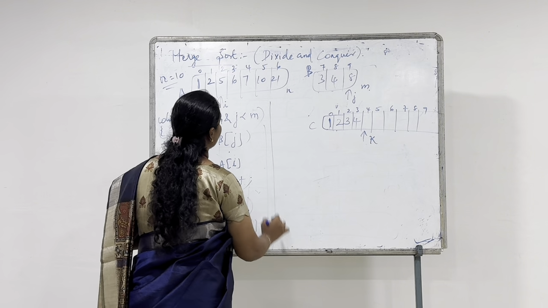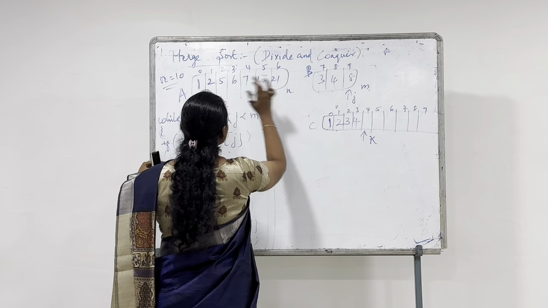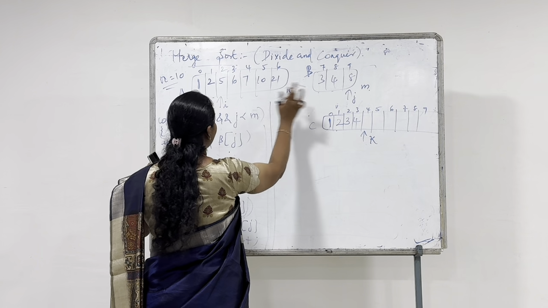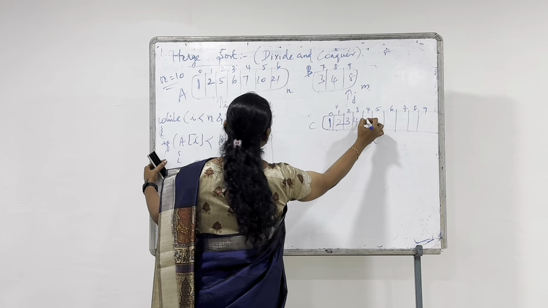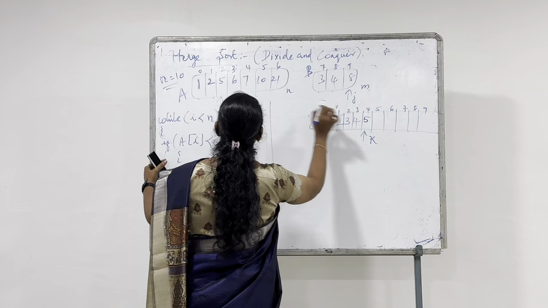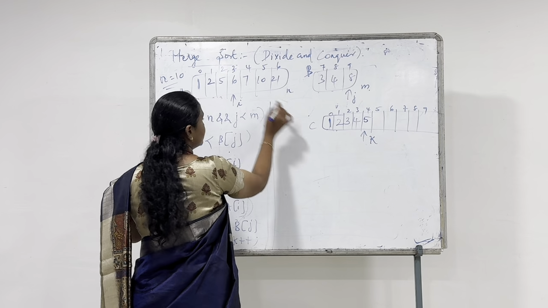Okay. So now compare 5 and 8. 5 is the lesser value compared to 8. Now move this 5 from A array to C array. Increment this I and increment K.